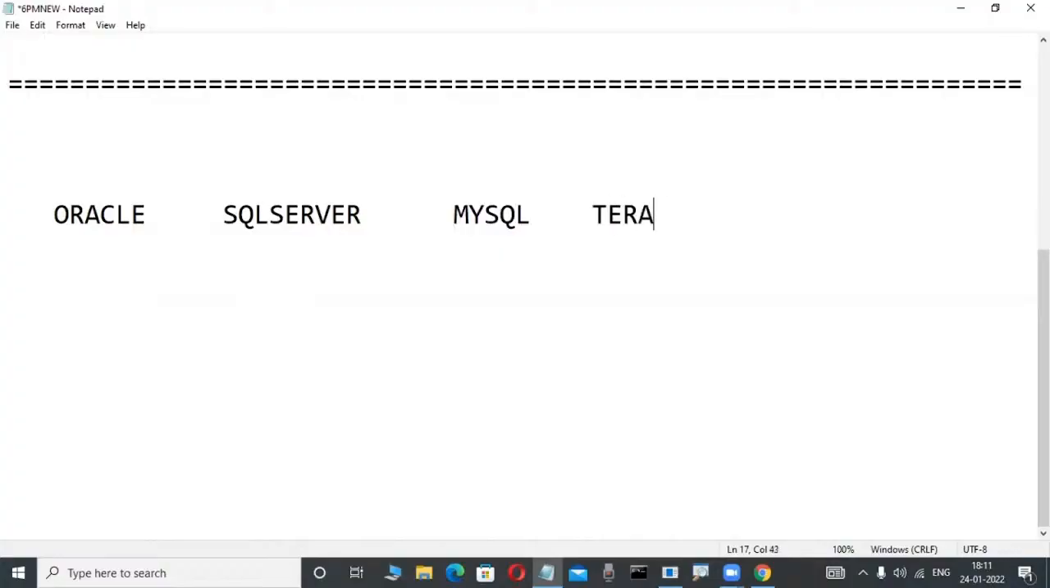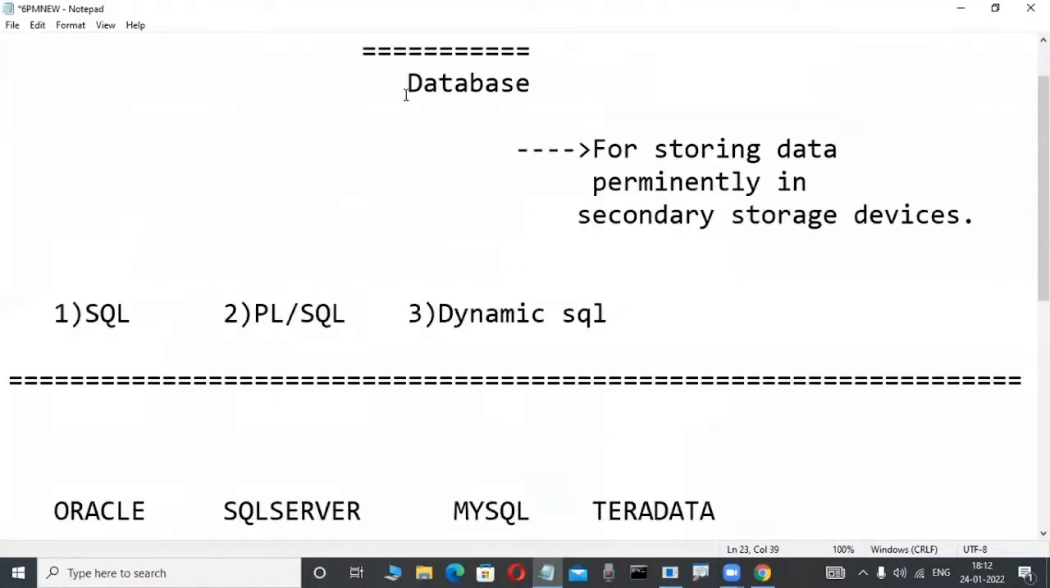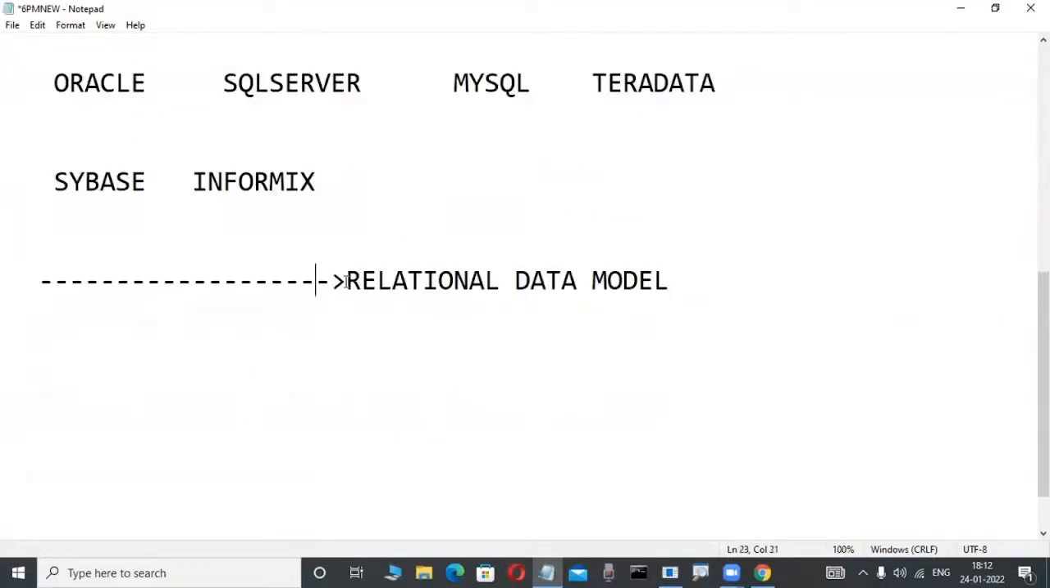Teradata is a product from NCR Corporation. Sybase is a product from Ingres Software. Like this, so many products are there. These products are all relational databases, implemented based on the relational data model. Data model is a concept. Before we start, you must be familiar with it; if you are interested in learning these types of products, minimum knowledge is required.